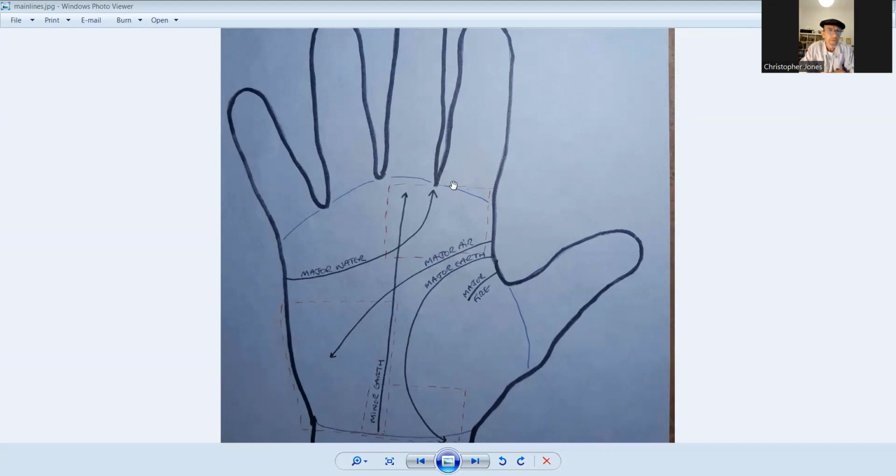All right, so we're going to end it there on the main lines, and we'll come back again for a look at the subsidiary lines of the hand.